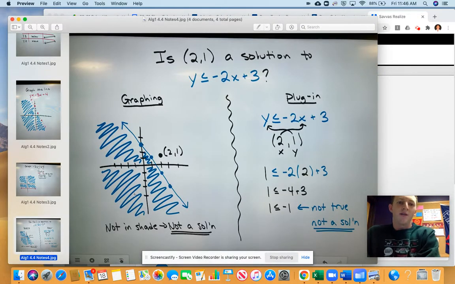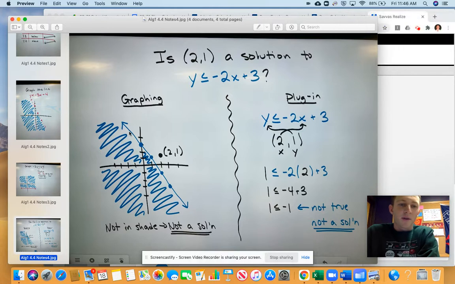And then our last equation, we want to figure out if the point (2, 1) is a solution to the inequality y is less than or equal to negative 2x plus 3. Two ways that we could do this. We could either graph it and see if the point is in the shaded region, or we could just plug in the point to our x and our y.